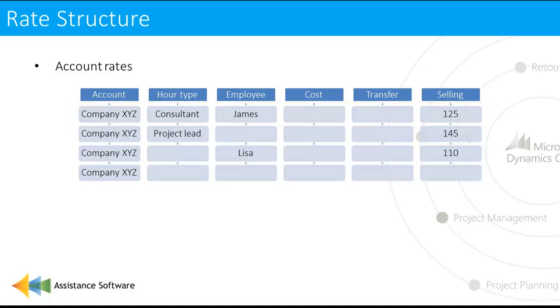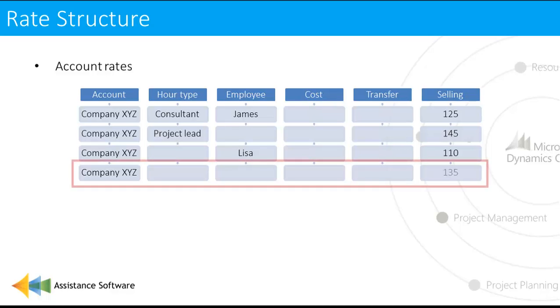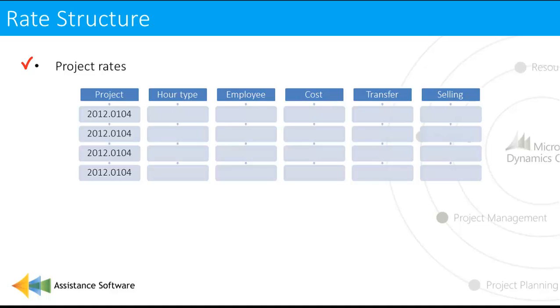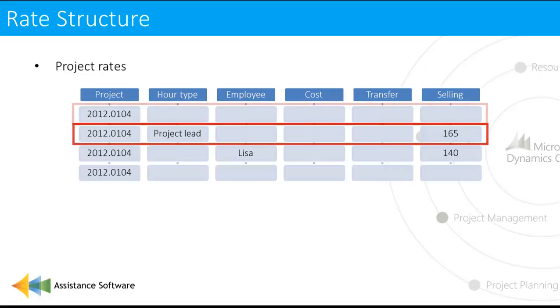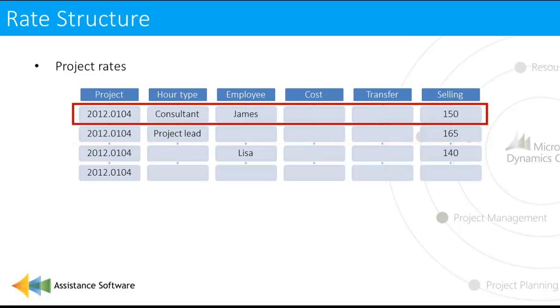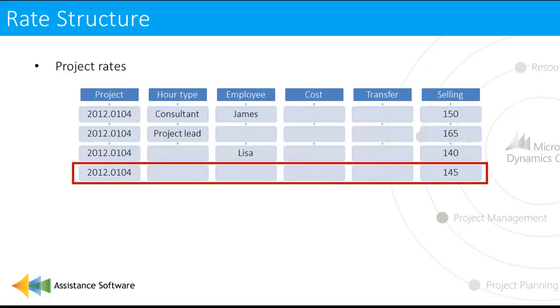Now, account rates will provide you with one additional option than your standard rates, the possibility of defining an overall account rate. This means that any project of company XYZ will have the selling rate of $135 no matter who books time, and what his or her function is within the project. Project rates will give you the exact same options as with your account rates. You will be able to create a project rate per employee, per hour type, and/or the combination of the two. Finally, you will also have the possibility of creating an overall project rate.